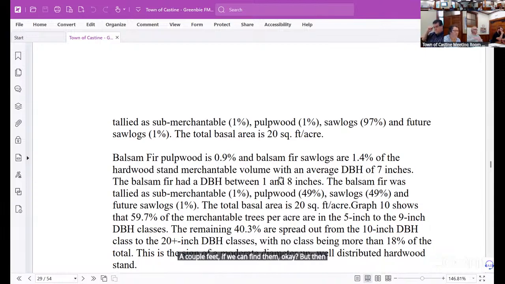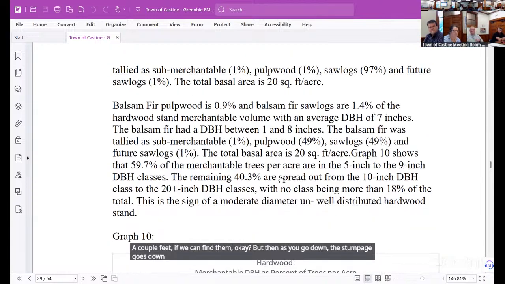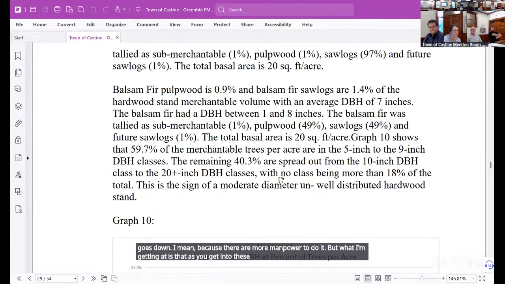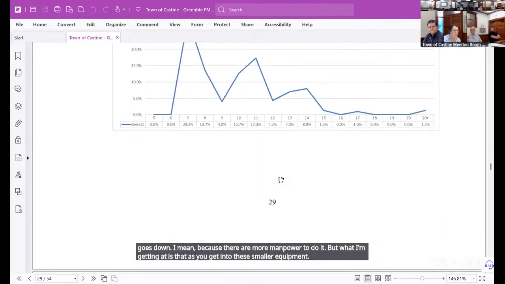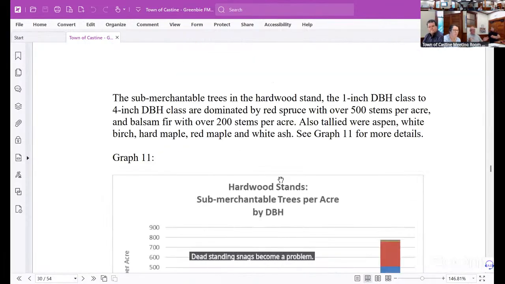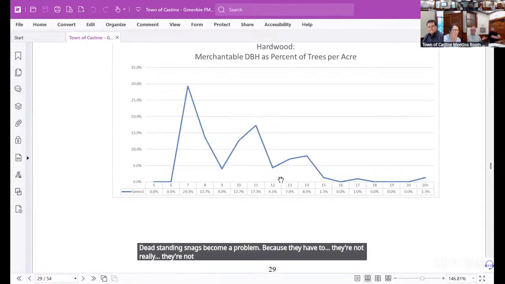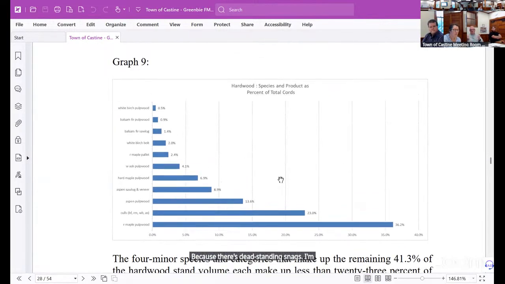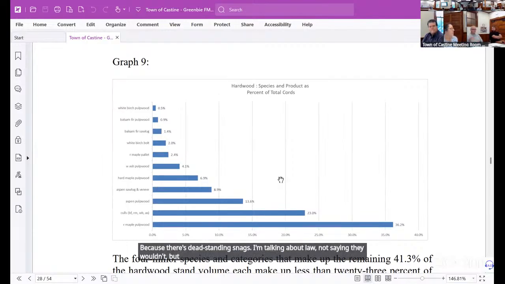But as you go down, the stumpage goes down, because it takes more manpower to do it. What I'm getting at is that as you get into smaller equipment, dead standing snags become a problem, because they're not supposed to cut them. I'm talking about the law. Not saying they wouldn't, but legally they're not supposed to be close to them.